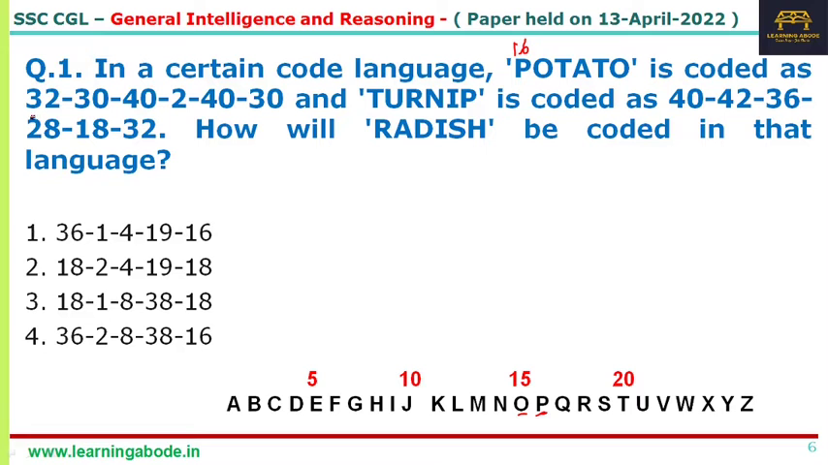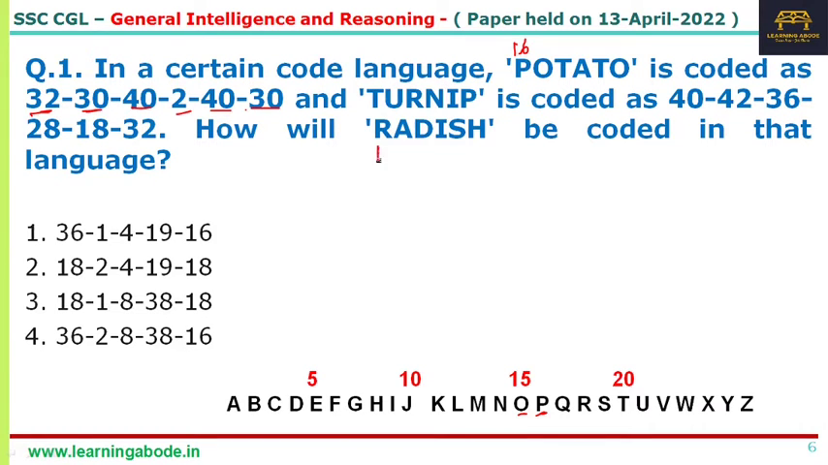Now that's coded as 32, right? And then O is 15, that's coded as 30, which means it's just double. Now T is 20, it is coded as 40. A is 1, it is coded as 2. T is 20 again, coded as 40. O is 15, that's coded as 30. Similarly, turnip is coded like double that.